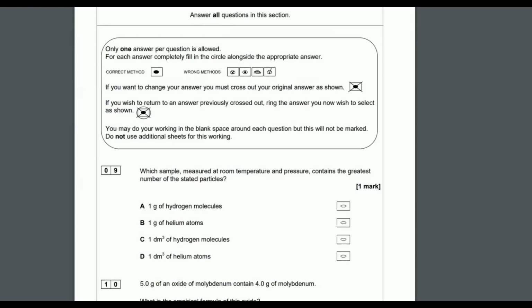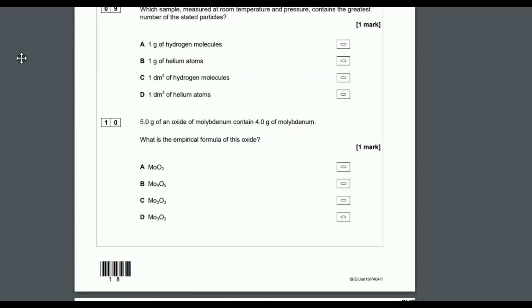Question 9. Which sample measured at room temperature and pressure contains the greatest number of stated particles? Is it 1 gram of hydrogen molecules, 1 gram of helium atoms, 1 decimeter cubed of hydrogen molecules, or 1 decimeter cubed of helium atoms? So what you need to do here is get your old mass over Mr times moles.